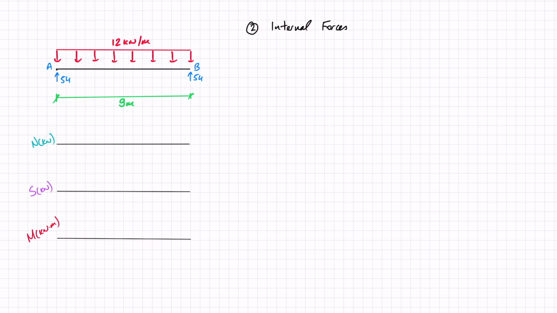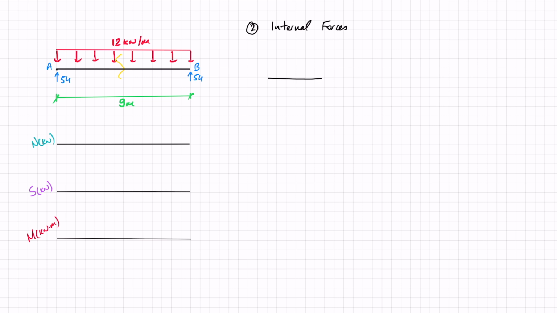Now here I can see that the minute we've passed the support, we have this UDL started, and that UDL is consistent, so it really doesn't matter. I'm just going to cut my beam somewhere along it, somewhere between A and B. So let's do just that. Let's draw our beam out.